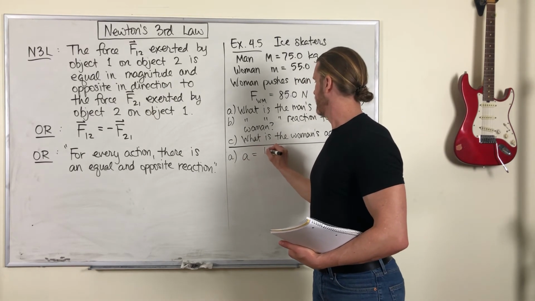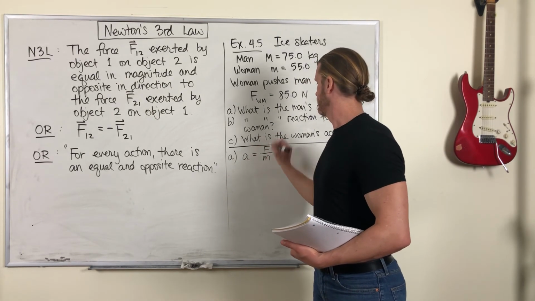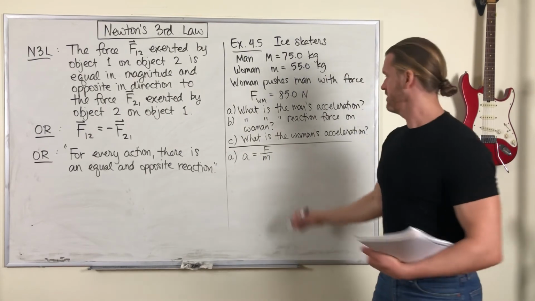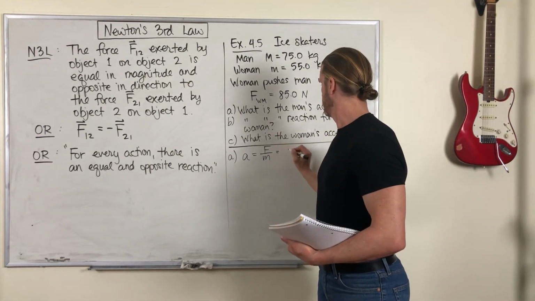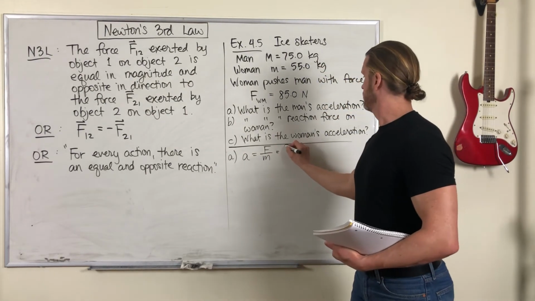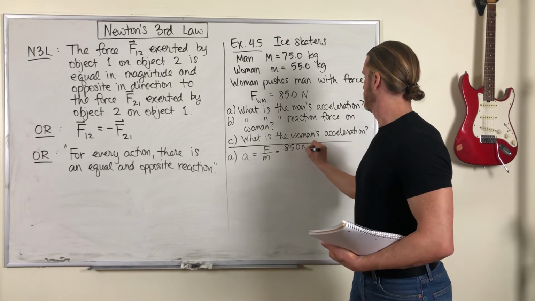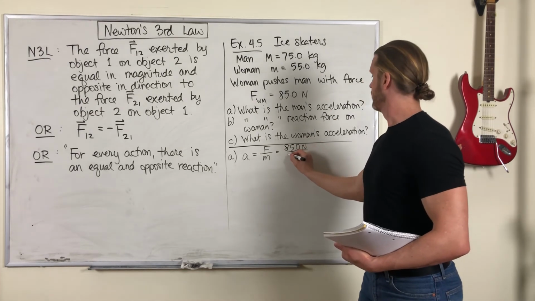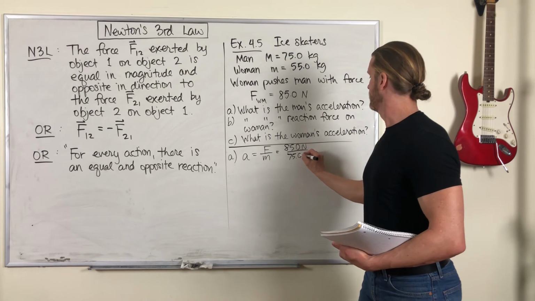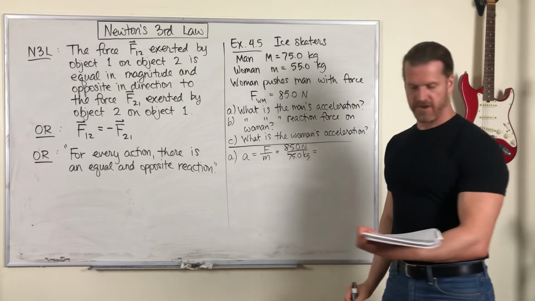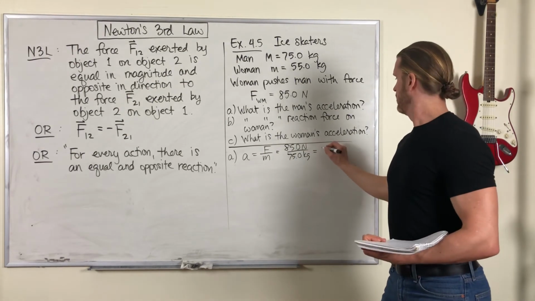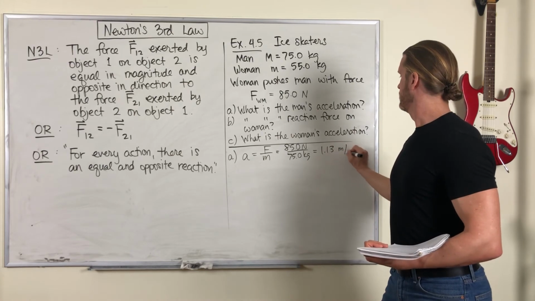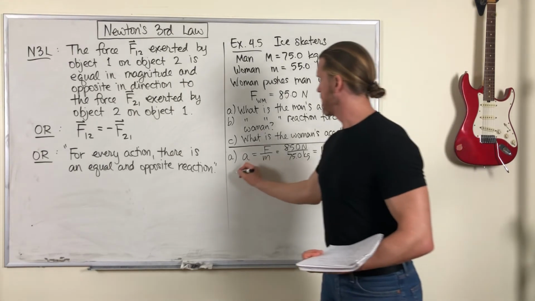You can figure that out using Newton's second law. We've got 85 newtons over 75 kilograms, 1.13 meters per second squared.